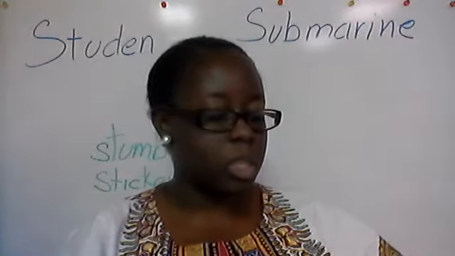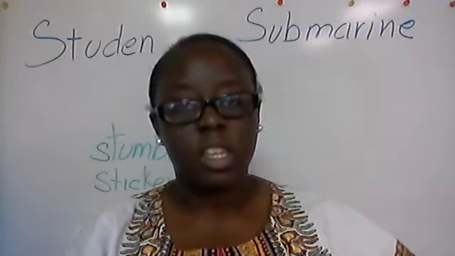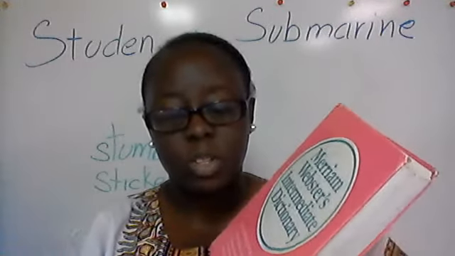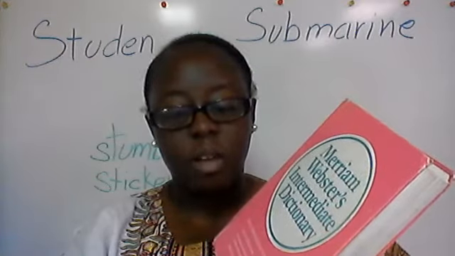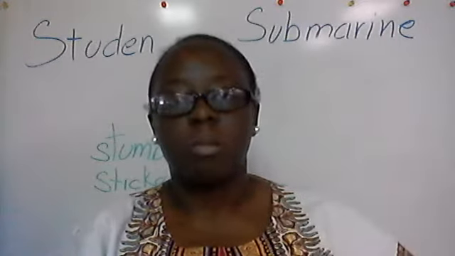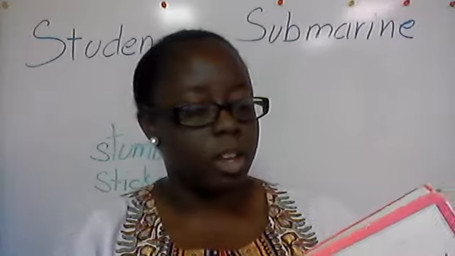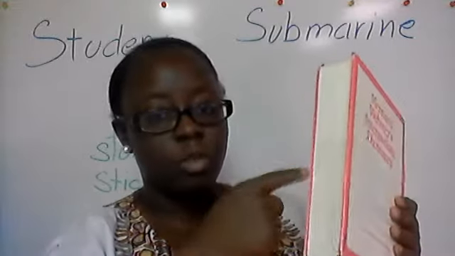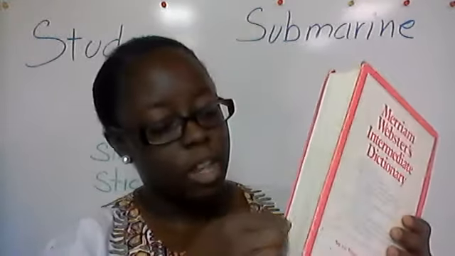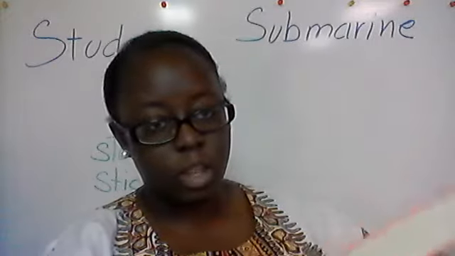Now, I told you that the reason why we have dictionaries is for us to be able to find out the meanings of words. Like if there's a word you don't know the meaning of, then you would look for it. They're listed in ABC order. So if you're looking for a word that starts with the letter A, you go to the beginning because A is the first letter of the alphabet, right?